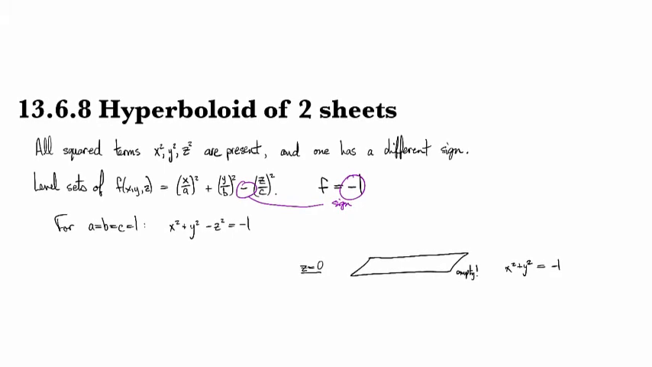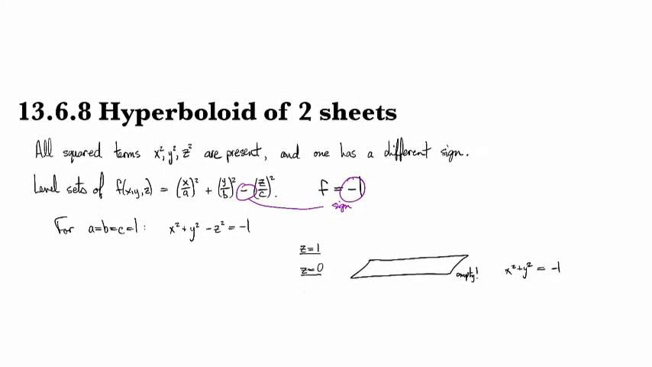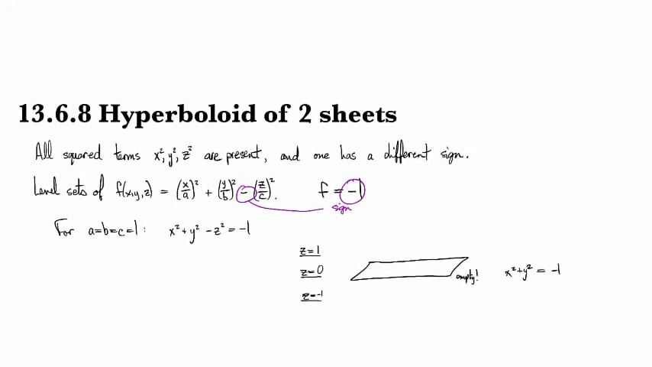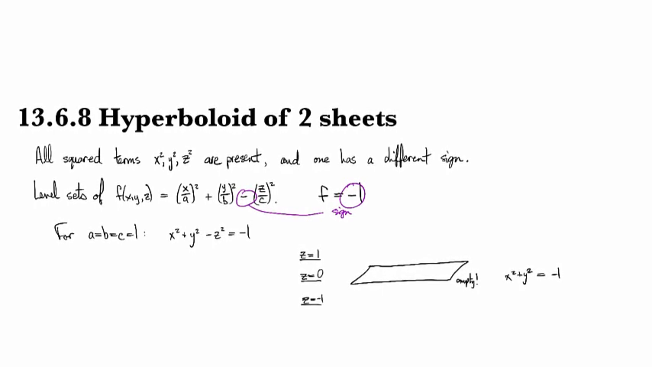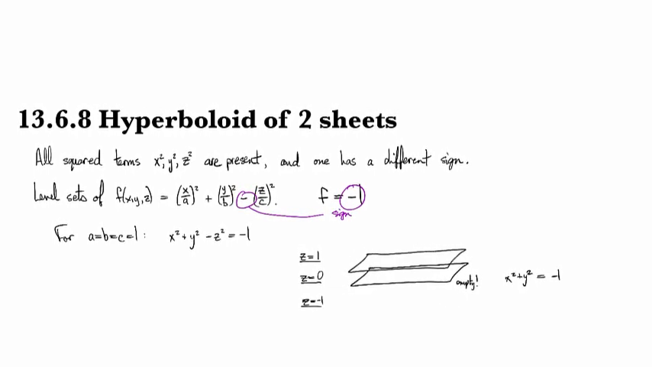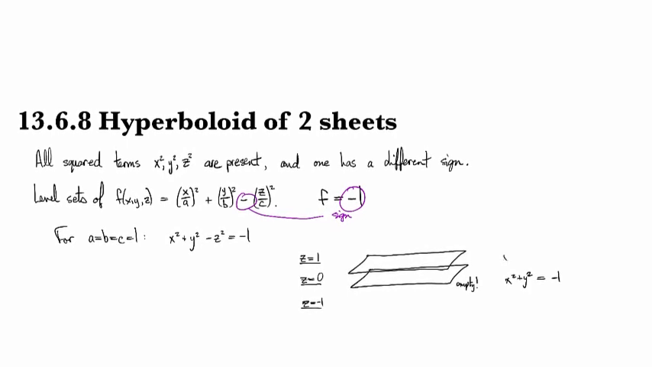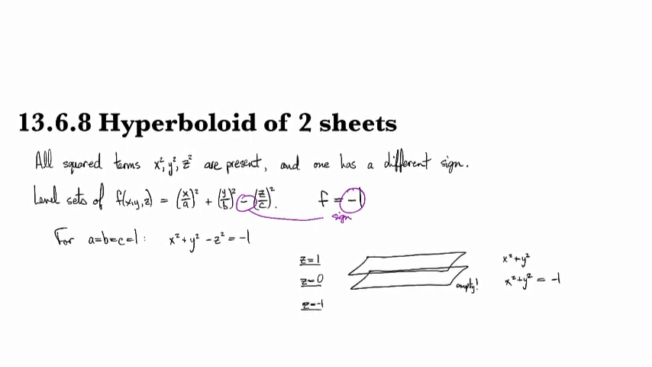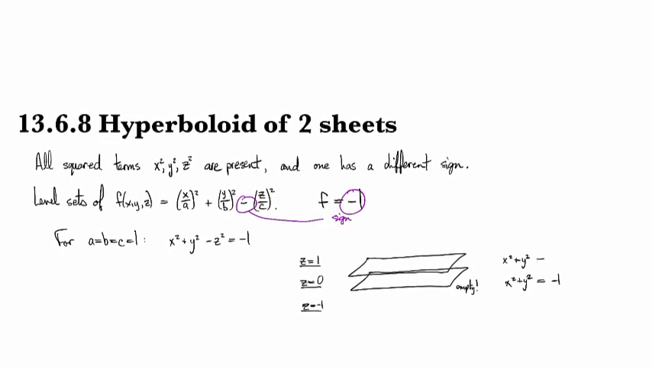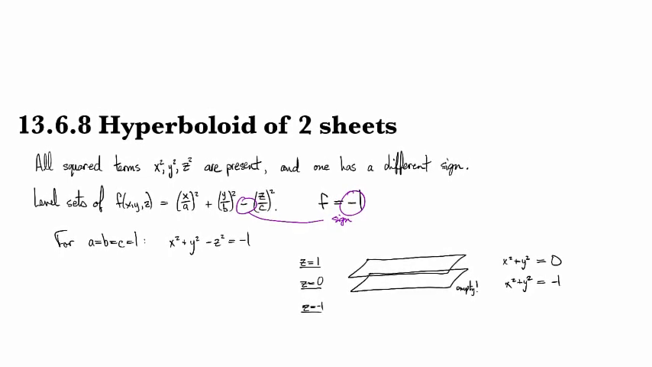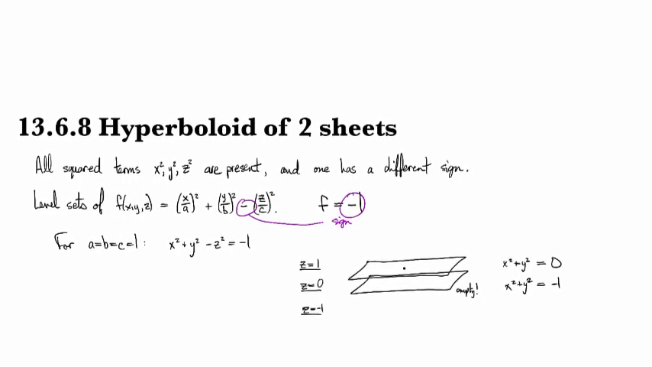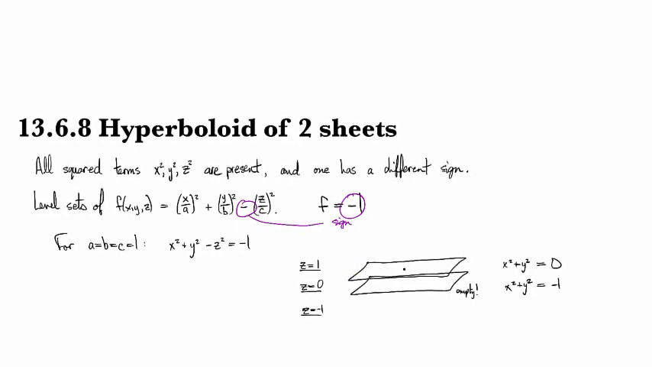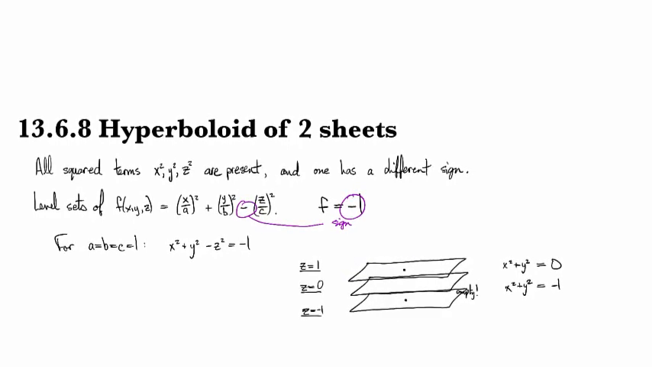Okay, so now if we do z equals 1 or z equals -1, since z appears with a square, it's going to give us the same thing in either situation. So then we've got x squared plus y squared, and then we add 1 to both sides and we get 0. Okay, so we get a single point. Only x equals 0, y equals 0 satisfies that particular equation. So each of these just has a point.